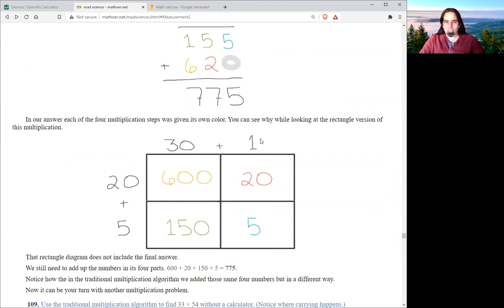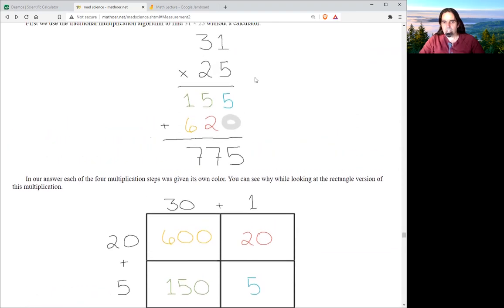And then if I multiply each piece, like 30 times 20 is 600, 20 times 1 is 20, 30 times 5 is 150, 5 times 1 is 5. See how the four pieces are? And it's the same colors here. The green 150 is where I did 30 times 5. And it might not have looked like 30. It might have looked like just 3 times 5. But that 3 is really a 30. It's not a 3.